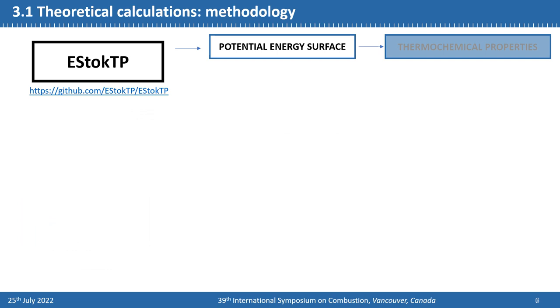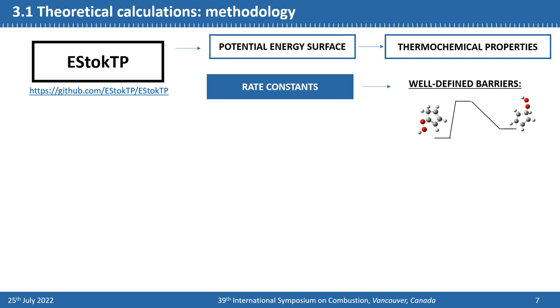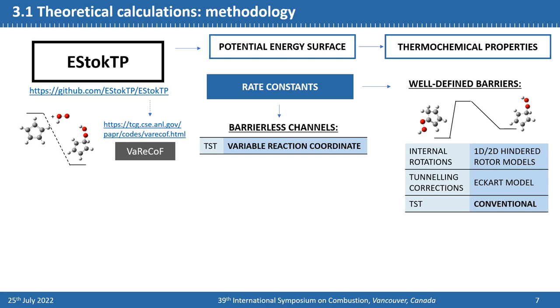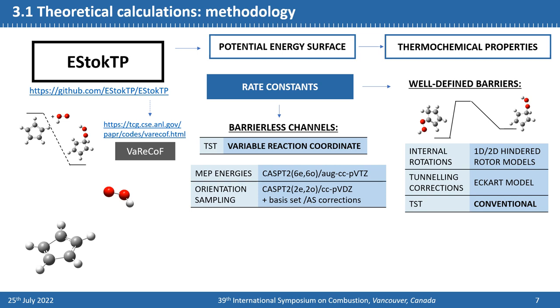Elementary rate constants for channels with well-defined barriers were determined using conventional transition state theory. However, as mentioned earlier, this potential energy surface has a large number of barrierless reaction channels, and these were instead treated with the variable reaction coordinate transition state theory using VaReCoF to calculate the reactive flux, which was recently coupled with SDP. So considering, as an example, HO2 recombination on cyclopentadienyl, we determined the minimum energy path at higher level of theory, while the sampling of the orientations between the two reactive fragments was performed at a lower level of theory, with the correction potentials derived between the higher and the lower levels of theory.